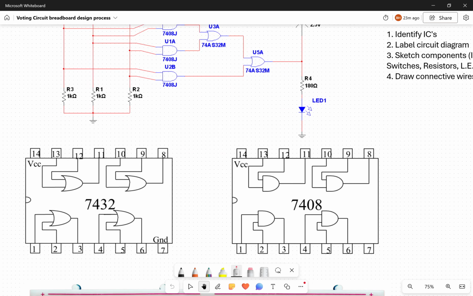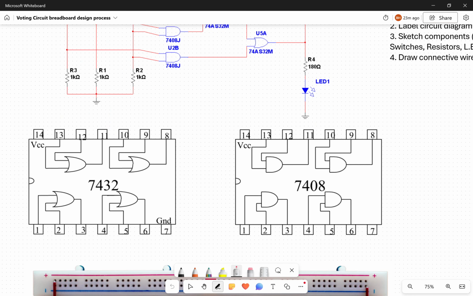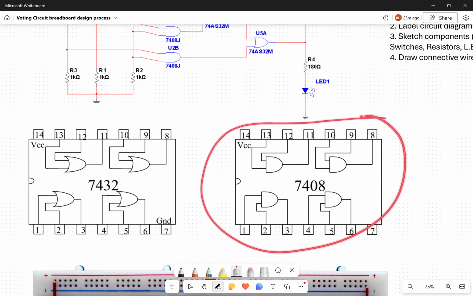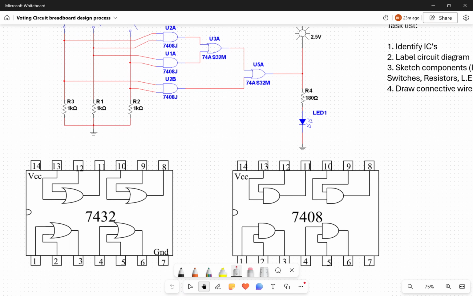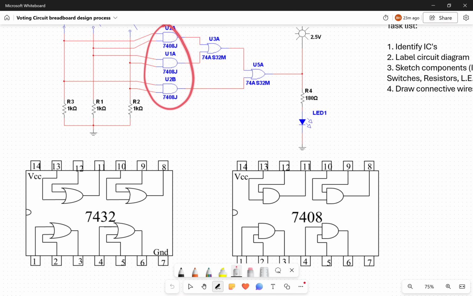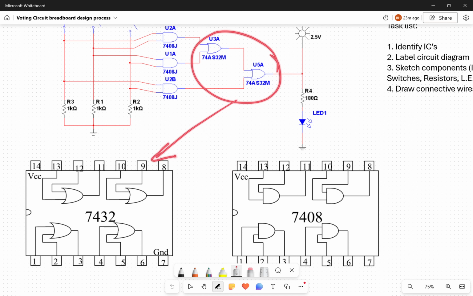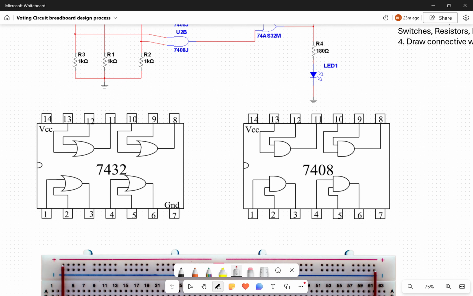So if we look down here, we can see there's two different types of ICs. We've got the 7432, which is the OR gate package, and we've got the 7408, which is our AND gates. So when we look at the circuit slightly above, you'll be able to see that the first three AND gates come from this chip, and then your latter two OR gates come from this chip. And again, we've already gone through the pinout diagrams, but you can see that these certain gates are located within these ICs, and the inputs and outputs correspond to specific pins.